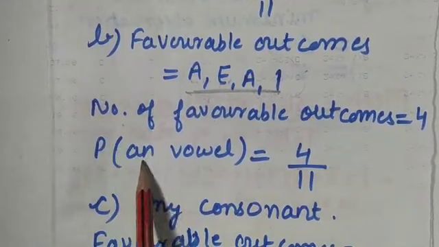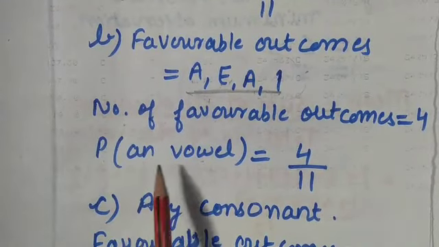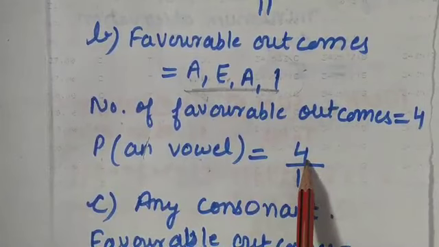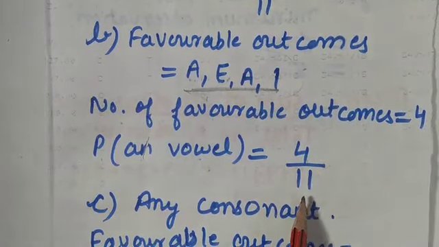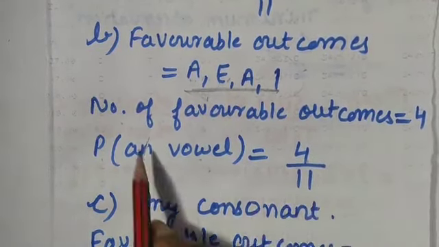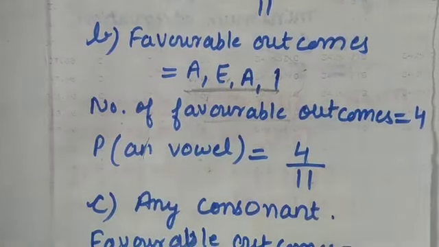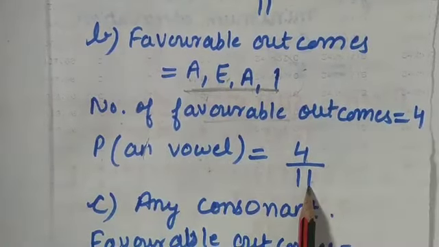So the probability of a vowel is equal to the number of favorable outcomes divided by the total number of outcomes. So the number of favorable outcomes we have is 4 and in total we have 11 cards. So 4 by 11 is the required probability of a vowel.